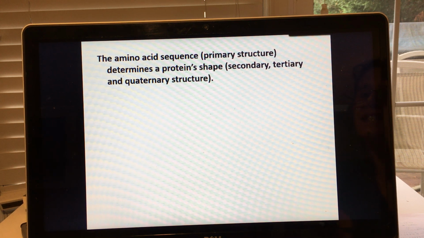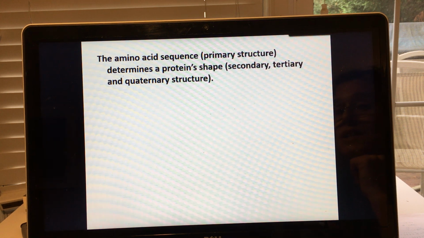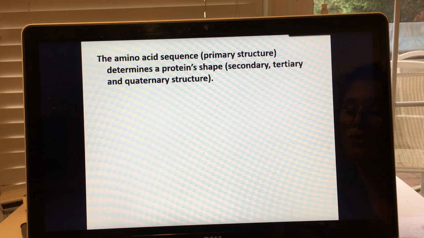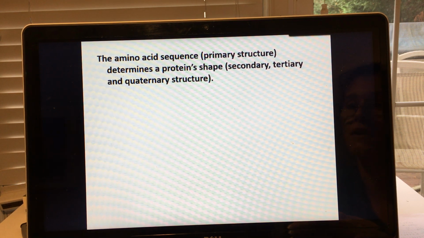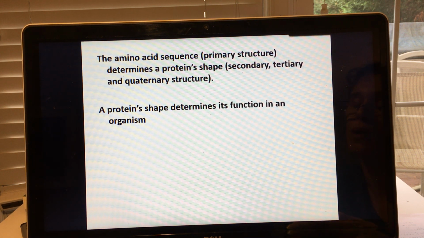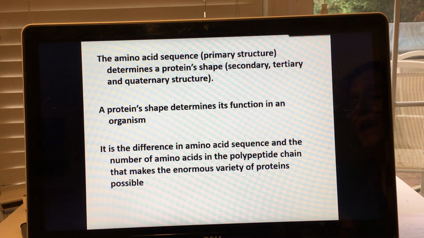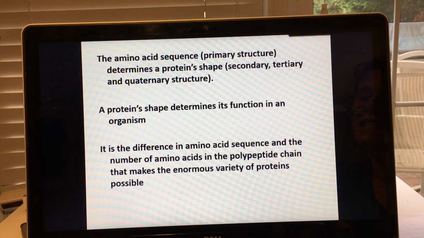So the amino acid sequence, the primary structure, determines the protein's shape because it determines the secondary, tertiary, and sometimes quaternary structure. Remember, not all proteins have a quaternary structure. And a protein's shape determines its function in an organism. If you change the shape, the protein will not function anymore and do its job. So it is the difference in the amino acid sequence and the number of amino acids in the polypeptide chain that make the variety of proteins possible.